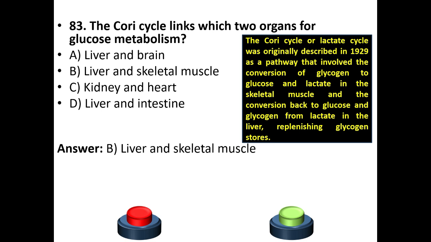The Cori cycle, or lactate cycle, was originally described in 1929 as a pathway that involved the conversion of glycogen to glucose and lactate in the skeletal muscle and the conversion back to glucose and glycogen from lactate in the liver, replenishing glycogen stores.